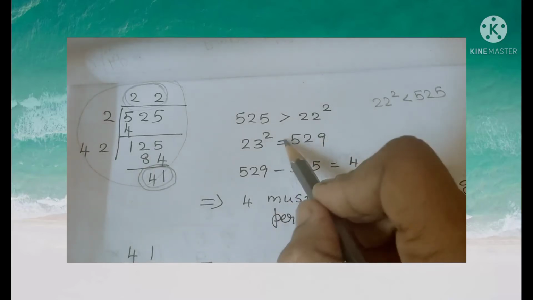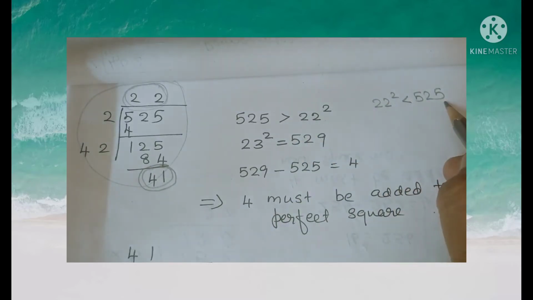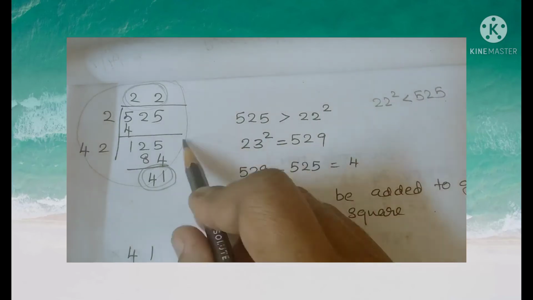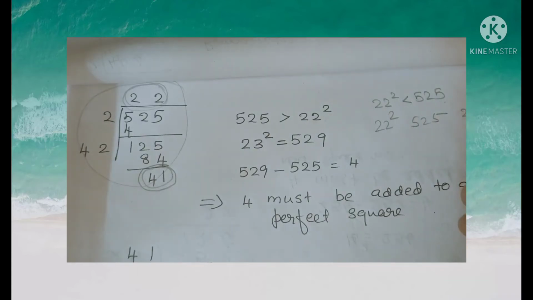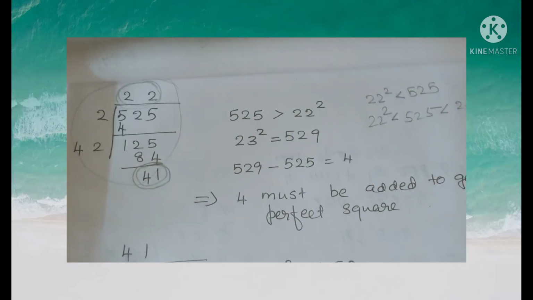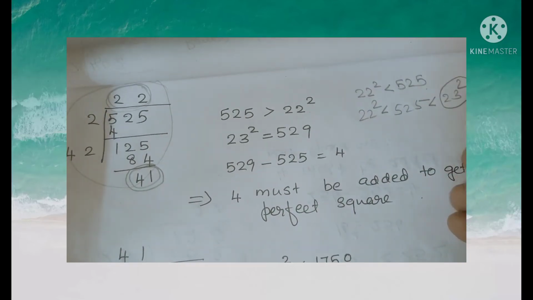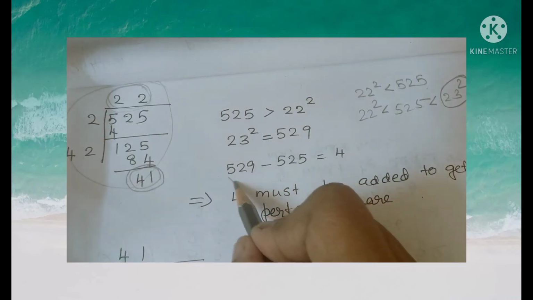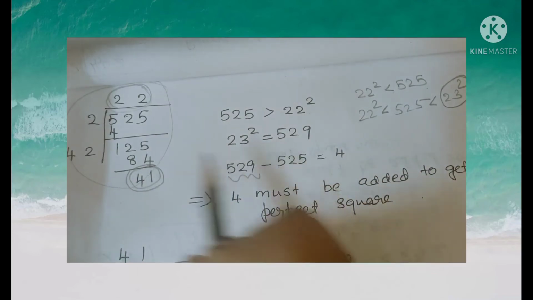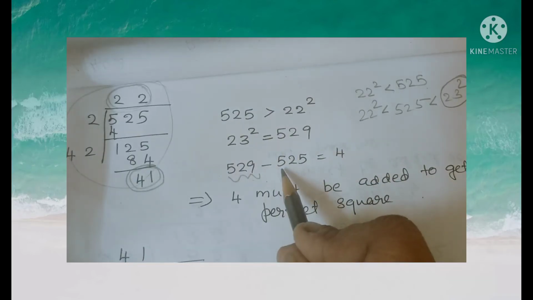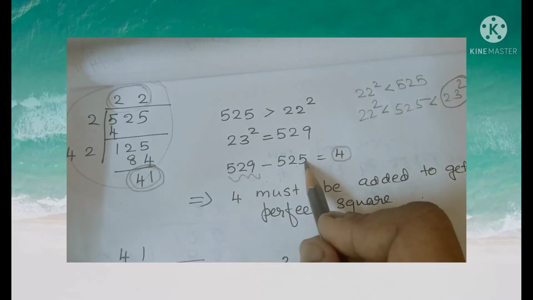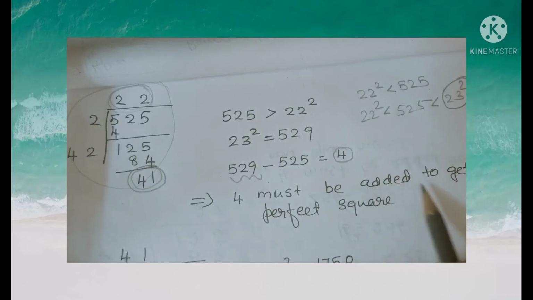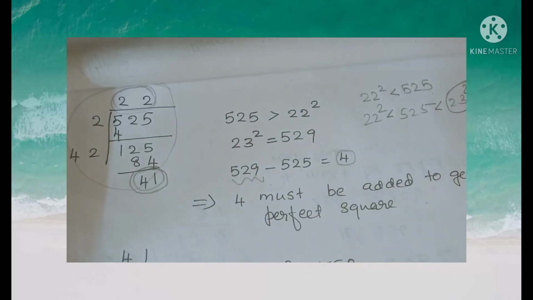Then we want to take 23 square. Since the number 525 lies between 22 square and 23 square, that is 22 square is less than 525, which is less than 23 square. So we want to find 23 square. That is 529. Subtract the given number from 529. That is 529 minus 525, which is 4. So we want to add 4 to the given number to get a perfect square.